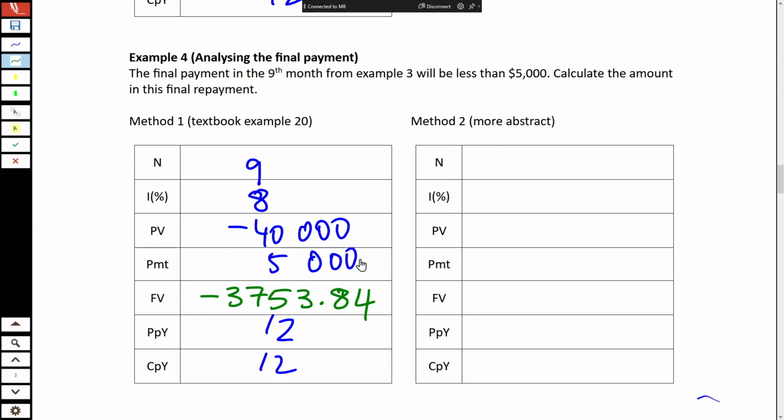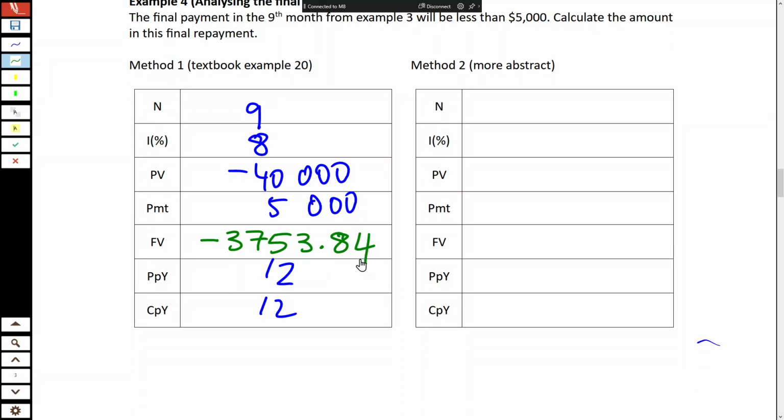Imagine I paid $5,000 in the 9th month as well. This value is negative, which means I owe the bank 3,753. That's because it's gone over the 5,000. That's right. The bank's paid me too much, so we need to adjust it. Bank paid too much.